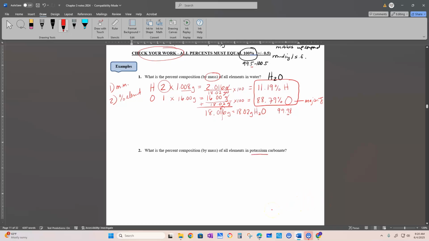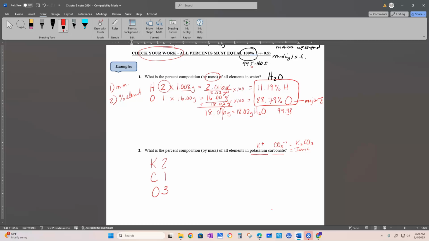So potassium and carbonate, that's an ionic compound. So I need to balance some charges. Potassium's +1. Carbonate's a polyatomic, CO3 -2. Do a little crisscross to make it neutral. So K2CO3. You're going to do the exact same thing. So K, I have 2. Carbon, I have 1, and oxygen, I have 3.